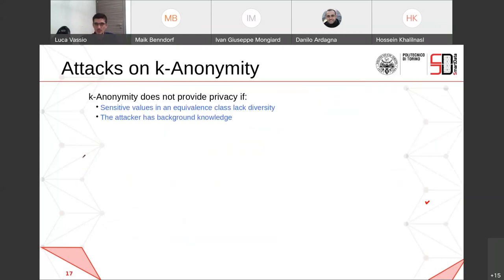Moreover, k-anonymity is also subject to different kinds of attacks. It's subject to a lot of different problems. And this is really important that you know, because k-anonymity is not safe. It's just providing some more privacy than the raw dataset, but it's not safe. And I really want you to understand this. Specifically, it will not provide privacy if, in an equivalence class, the sensitive values lack diversity, or if the attacker has some background knowledge.